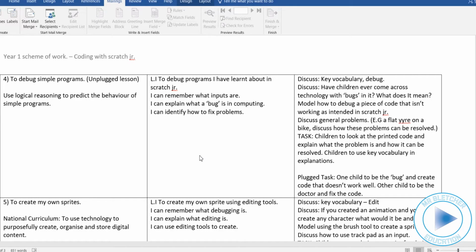We are on to lesson 4 of our year 1 scheme of work on coding with Scratch Jnr. And this week we're going to look at debugging programs that we've learnt about in Scratch. This is a possible unplugged lesson. You don't need to have the children have access to technology to be able to reach this objective. But as with most things in technology, it's always better to have the technology than not. So I'll show you ways you can tweak this lesson.